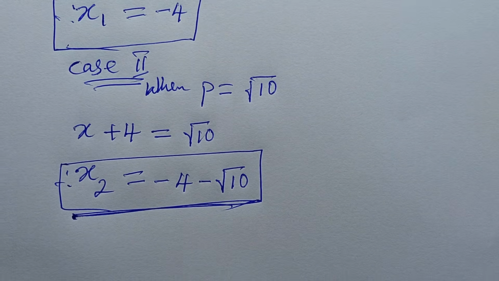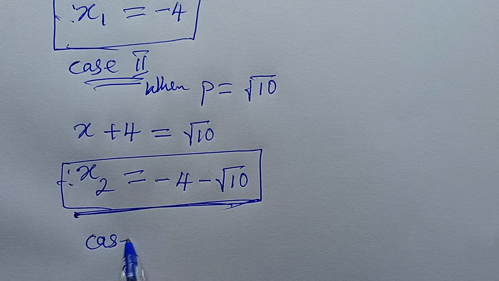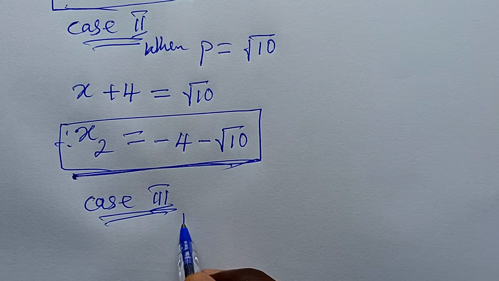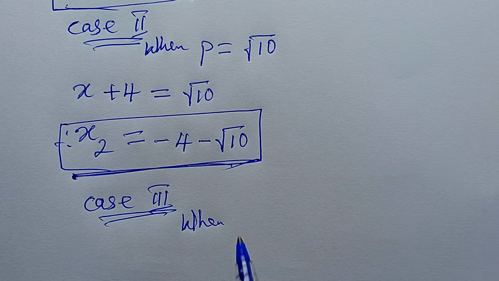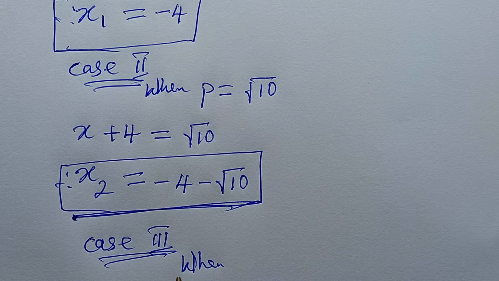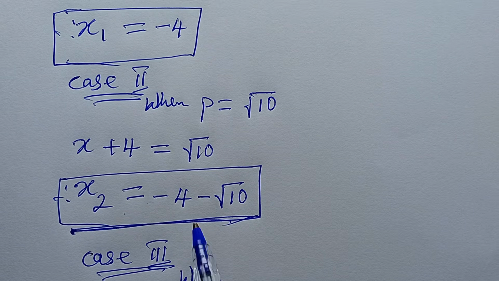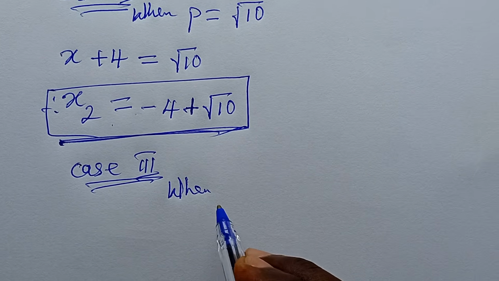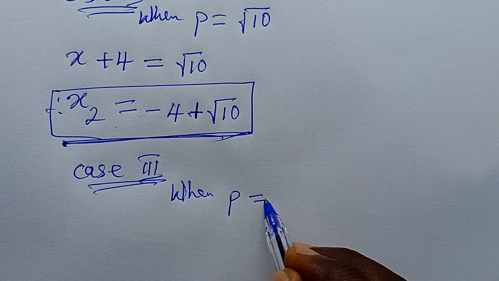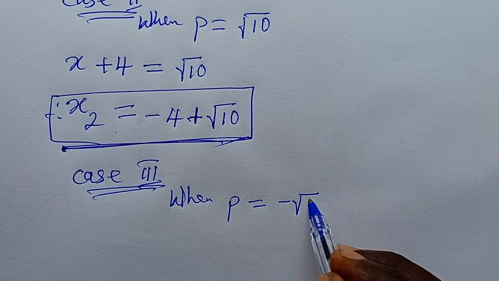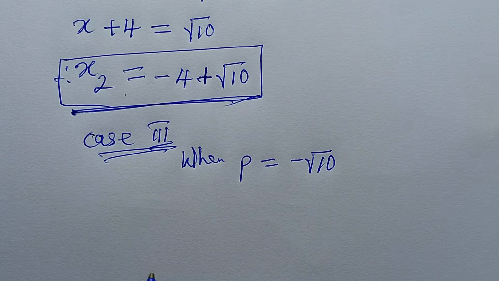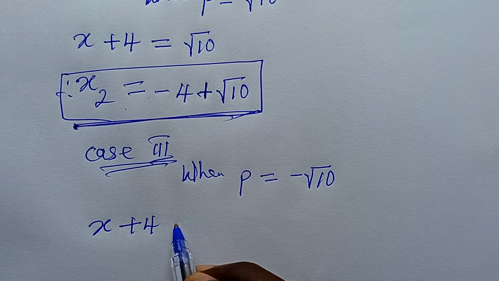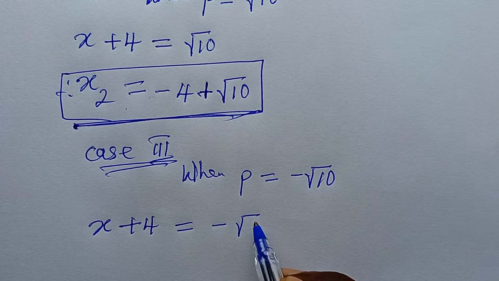All right, so we have our case 3. So we have case 3. This is now when, what am I doing here? So we'll move this to this side. This is going to give us positive. Please pardon. Right. So when our p is equal to negative root 10, and so we're going to have our equation again, x plus 4 is equal to negative root 10.